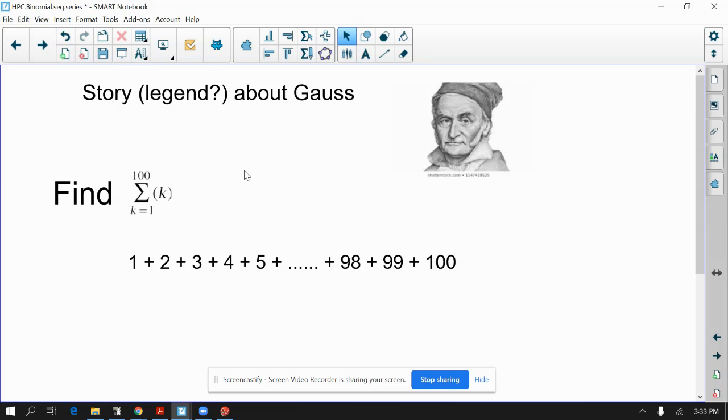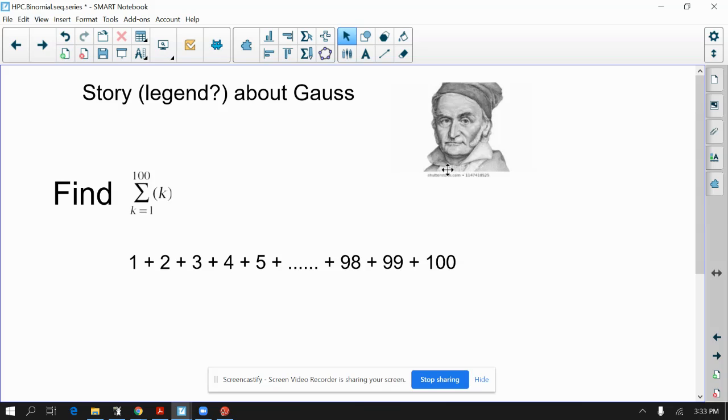And there's this famous story about him, which you should be aware of in case you want to lose more friends. When he was in grade school, his teacher wanted to buy some time to do something, and so he gave his students a task. He said, add up the first 100 positive integers.